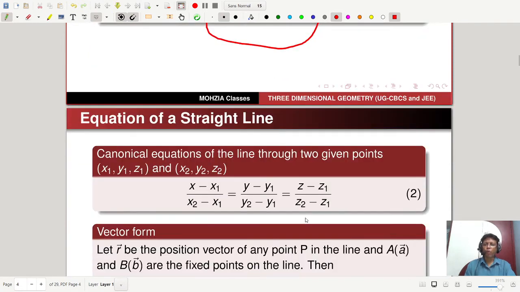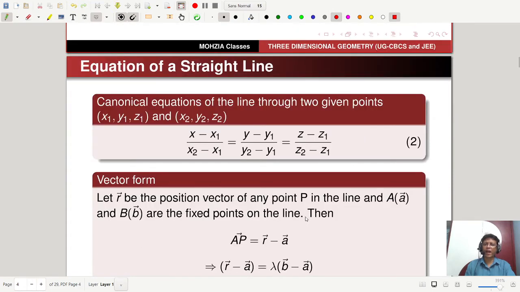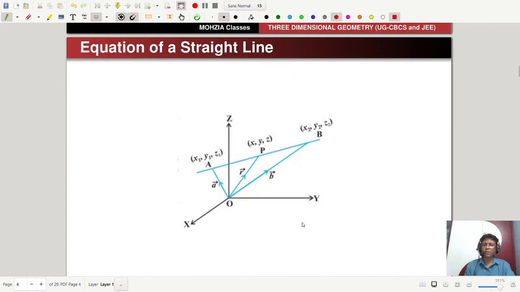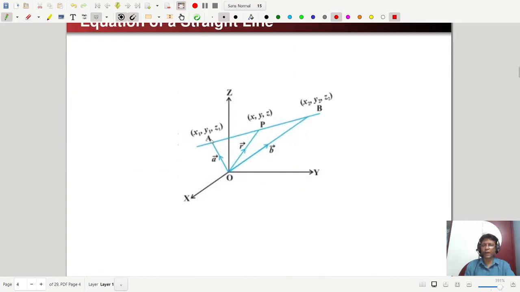Next, what is the equation of a straight line passing through two given points? So you have two given points. Suppose A is a point whose Cartesian coordinates are x1, y1, z1 and B is a point whose Cartesian coordinates are x2, y2, z2 and P is the point x, y, z. Right? P is any variable point on the line and it is given by x, y, z.